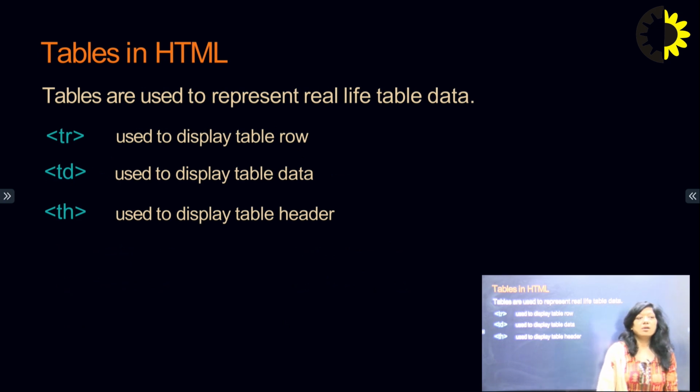Second one is, what are the use of tables in HTML? Basically, tables are used to represent real life table data. We have three types of tags in a table: tr, td, and th. tr is used to display a table row, td is used to display table data, and th is used to display a table header.